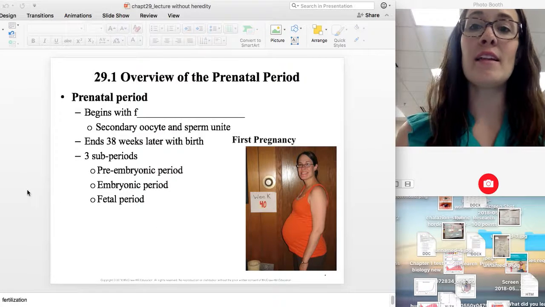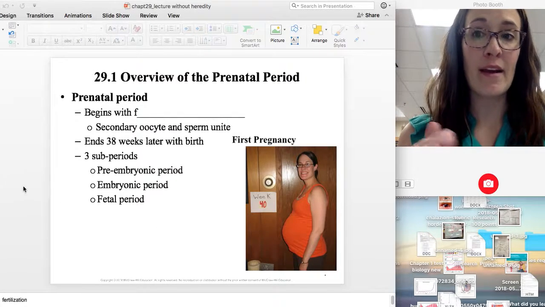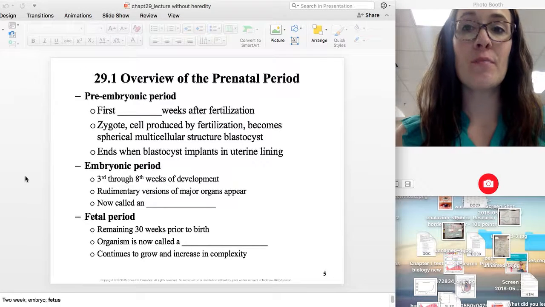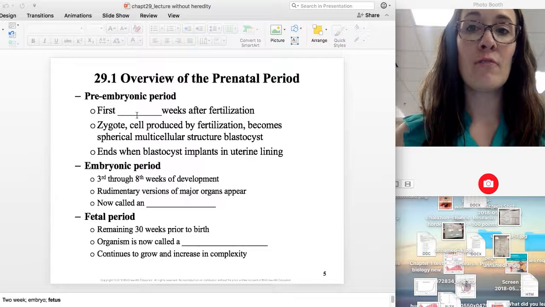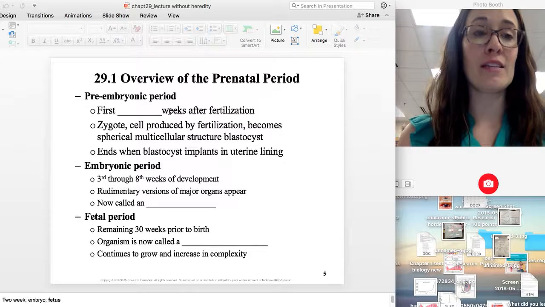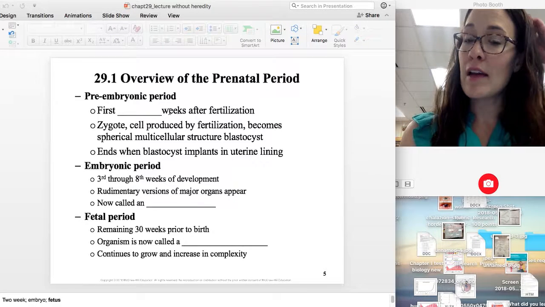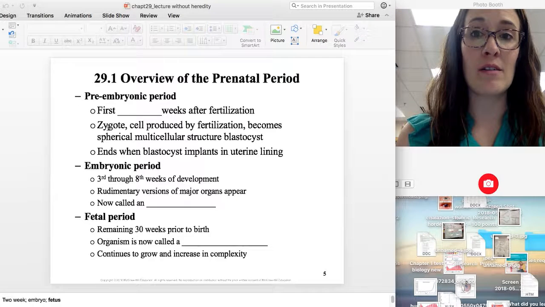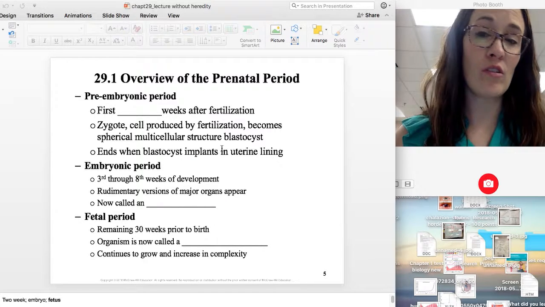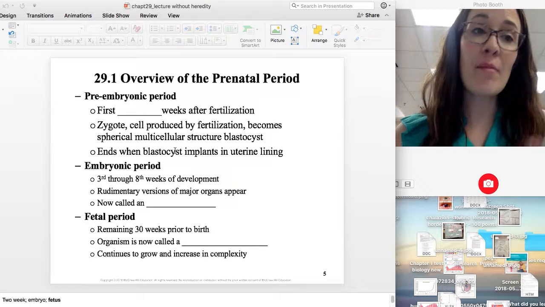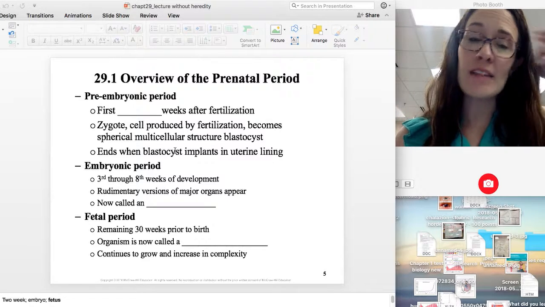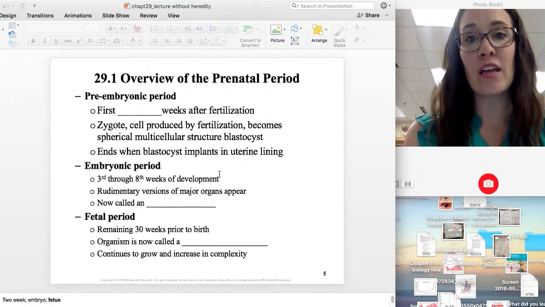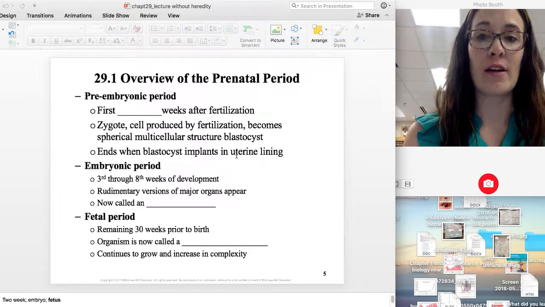It can be divided into pre-embryonic, embryonic, and fetal. The first one, pre-embryonic, is the first 2 weeks after fertilization. And there are many cellular changes that go on. Zygote becomes eventually what's called a blastocyst. And the pre-embryonic period ends when that cell becomes anchored in the uterus, when it implants in the uterus.